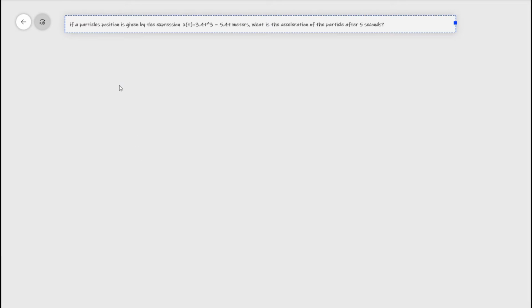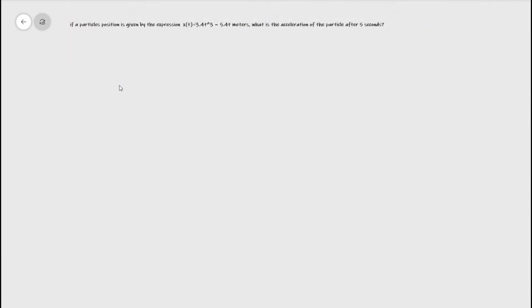If a particle's position is given by the expression x of t is equal to 3.4 t cubed minus 5.4 t meters, what is the acceleration of the particle after 5 seconds? For this problem, we are looking for the instantaneous acceleration when the value of t, or time, is equal to 5 seconds.